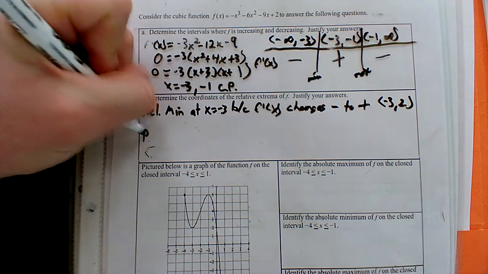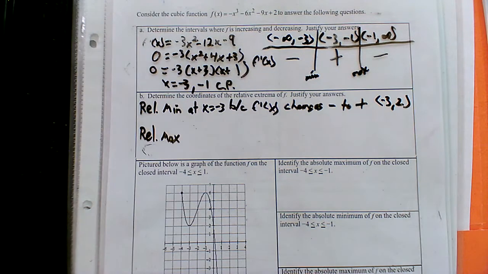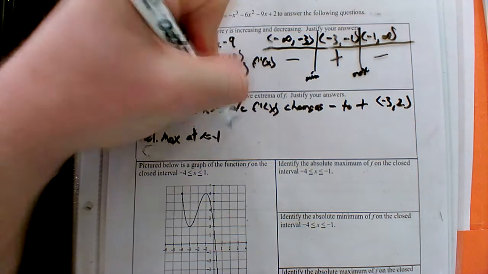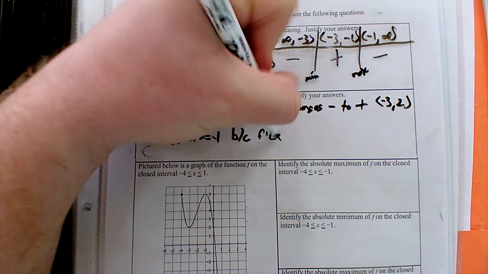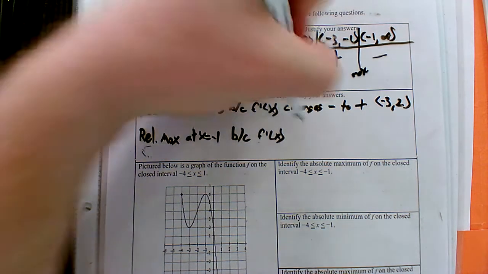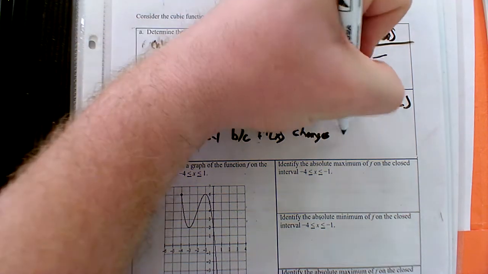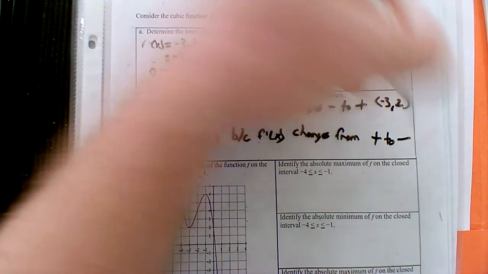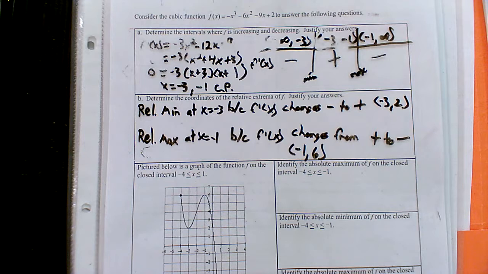Okay. Let's talk about relative max. Is there one? If there is, where is it? How did you know? It has a max at x equals -1 because f prime of x changes from positive to negative. Very good. Relative max at x equals -1 because f prime of x changes from positive to negative, and your point would be (-1, 6).